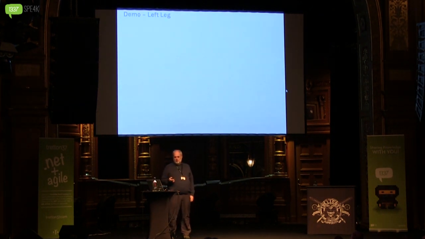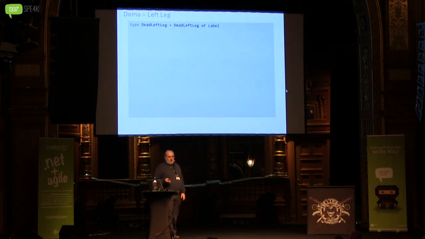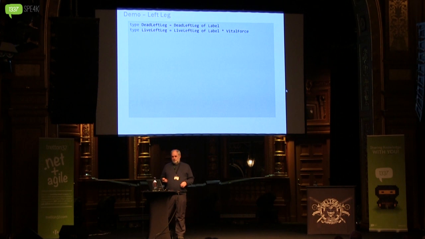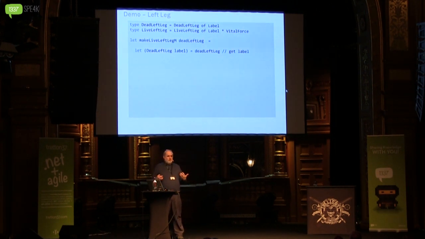All right, so let's look at some code. Again, don't worry too much about the syntax. Can you read that at the back? Yeah, hopefully. This is F# for creating types, so we're going to create a dead left leg and a live left leg, and then we're going to create the function for actually creating, this is how you'd actually create something from scratch.